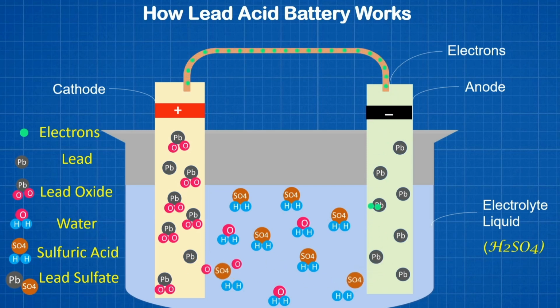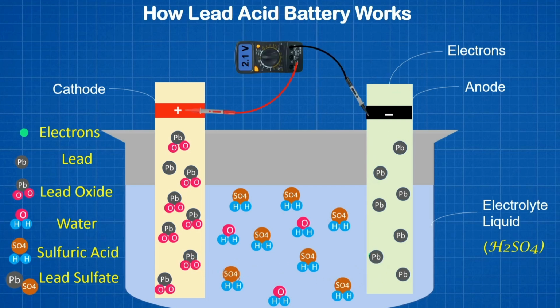As we know, the flow of electrons is called current. In simple words, current will flow from anode to cathode. If we measure the voltage between anode and cathode, it will be roughly 2 volts.